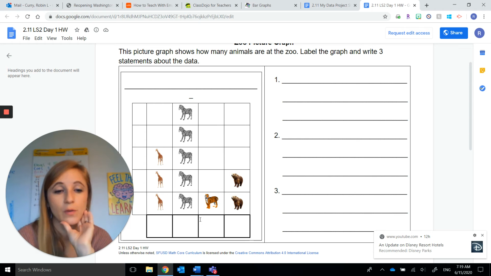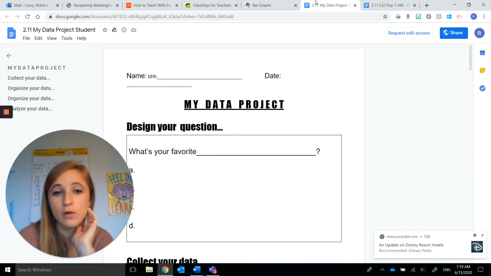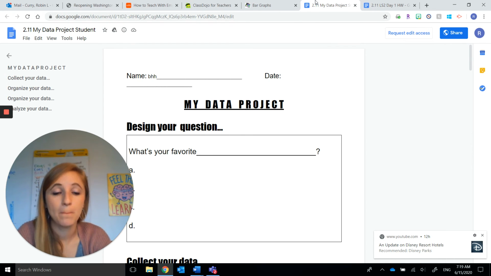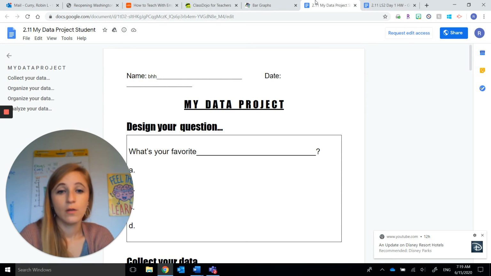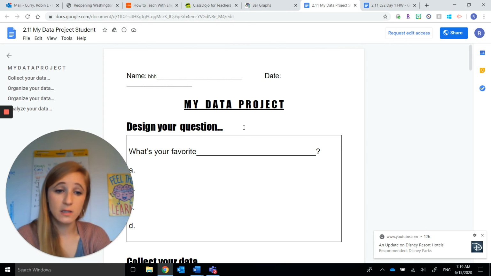All right. Another thing I want to show you is that when you are doing your bar graph or picture graph, this is one way that you could do it. This is from something that we could have done in class if we were all together that is probably in your packet. It says My Data Project. And then it says Design Your Question. What's your favorite? This is meant for if we're in a large group like in class and you could ask your classmates about their favorite things. Since we're not in a big class together, you can come up with a different way to say your question.